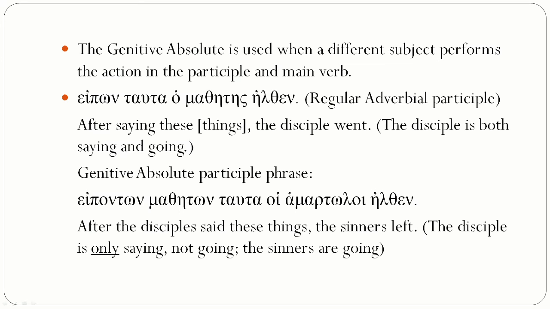Now let's go to the genitive absolute. Again, it has the stem change, so it is still an aorist. So we're going to translate "after." But now you have that matheton. That is also in the genitive, and so, as I said before, you're going to use that as the subject of the participle in the genitive. So: after the disciples said these things, and then your main sentence, the sinners left.